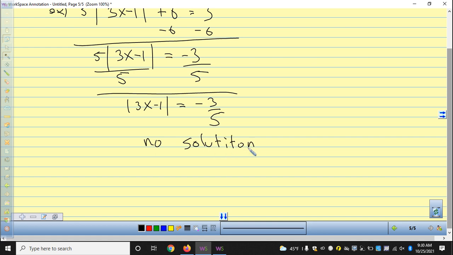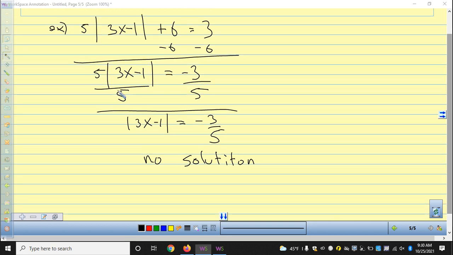How did you get equal to negative? I divided both sides of this by 5. So when I subtracted 6, I got negative 3. Divided by 5, I get the absolute value of 3x minus 1 equals negative 3/5. So if you get that the absolute value of something equals something negative, you get no solution. The absolute value of a thing can never be negative.